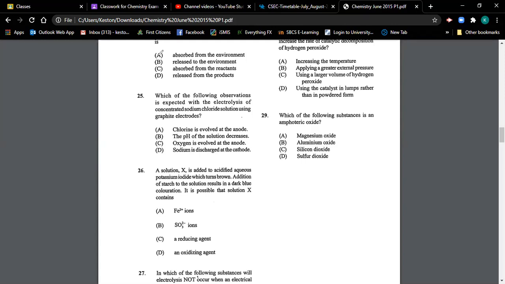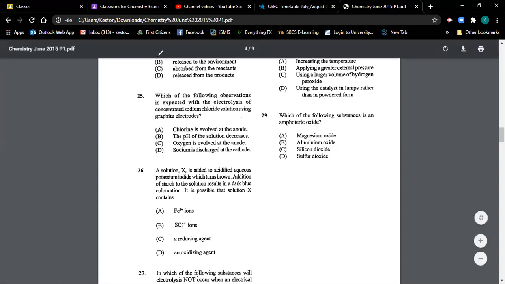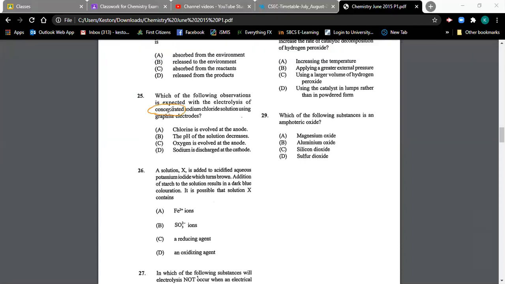Why is chlorine discharged instead of OH? Because it's concentrated, they say. Good observation. OH is lower, but because it's concentrated, when it goes to that anode, there are more chloride ions than OH. Right? They're all over. So they preferentially discharge. Yeah. Make sense?